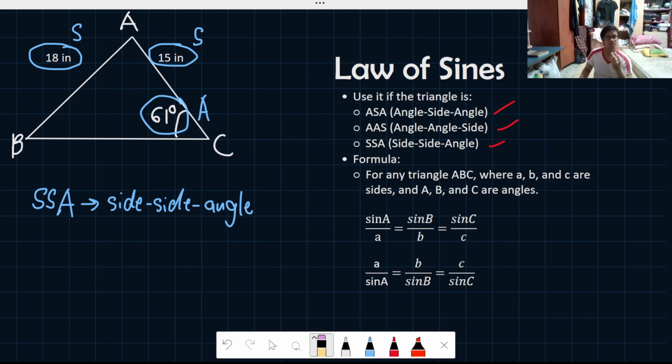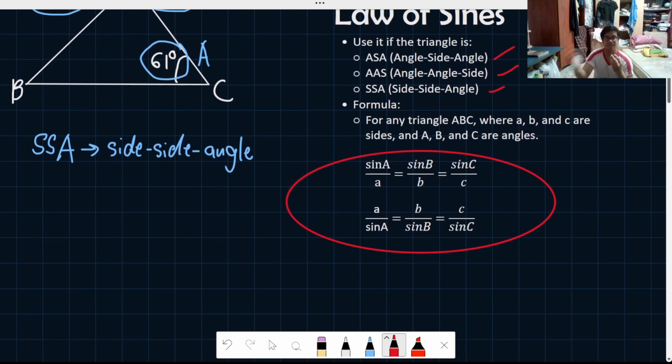If we have triangle ABC, let lowercase letters a, b, and c be the sides and uppercase letters A, B, and C be the angles. And here we are going to use these formulas. So that's basically it.